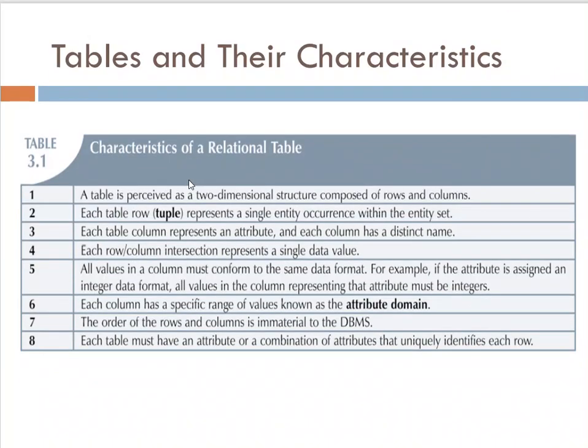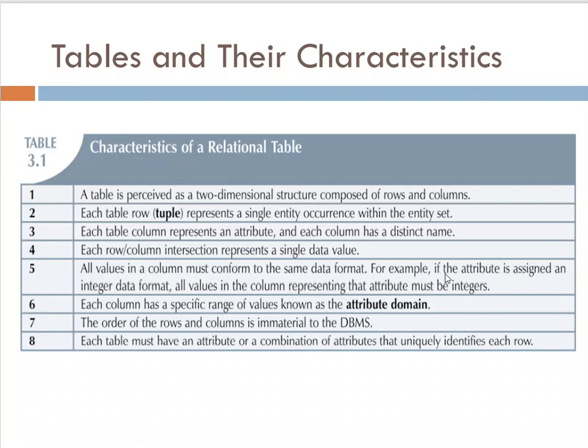Okay. So this is the characteristics of a relational table. Okay. This is actually what I have explained just now. So a table is perceived as two-dimensional structure composed of rows and columns. Table row, known as tuple, represents single entity occurrence within the entity set. Each table column represents attribute and each column has a distinct name. Each row or column intersection represents single data value. All values in a column must conform to the same data format.